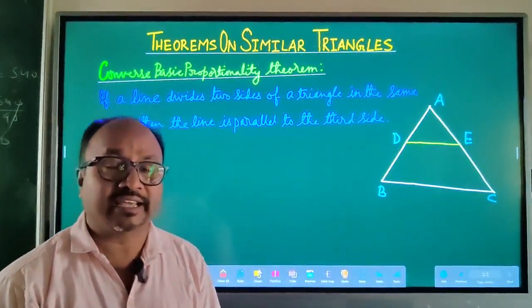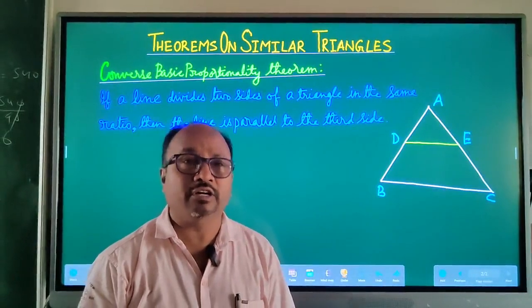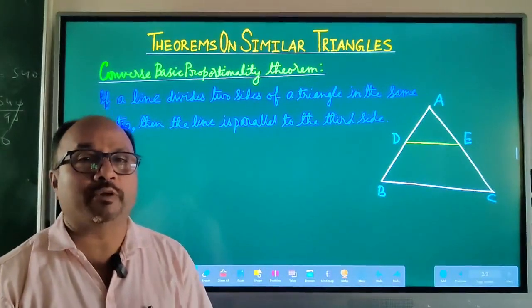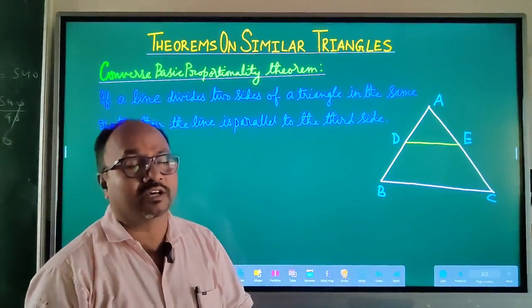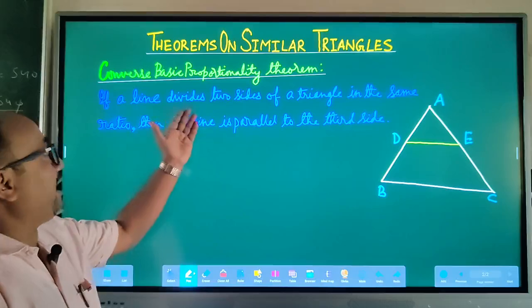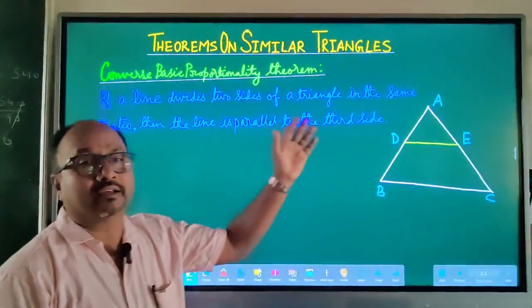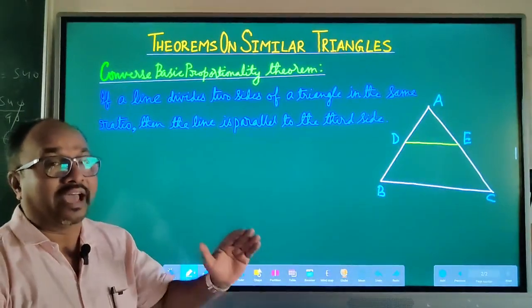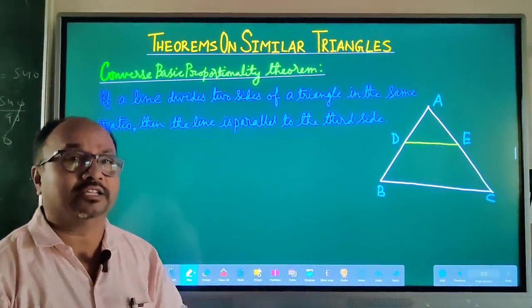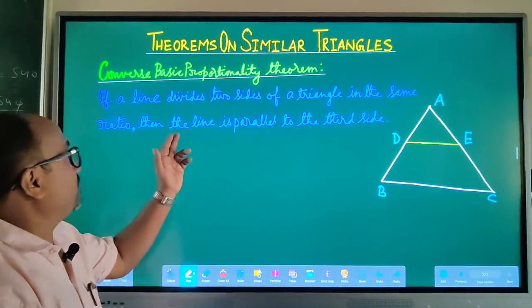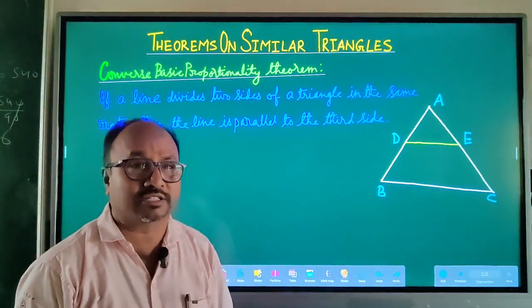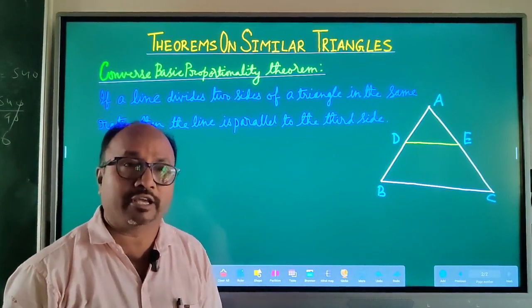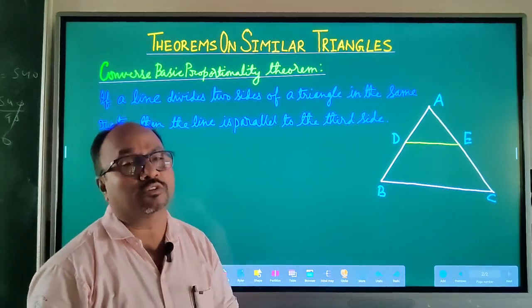Now, let us move to the second theorem, which is just the reverse of the first theorem which we did just now. It is the converse of the Basic Proportionality Theorem. So the statement says, if a line divides 2 sides of a triangle in the same ratio. So for this theorem to be applied, this has to happen: a line should divide 2 sides of the triangle in the same ratio. Then what happens? Then the line is parallel to the third side. So if I get 2 sides of a triangle being divided in the same ratio, then that line will become parallel to the third side.